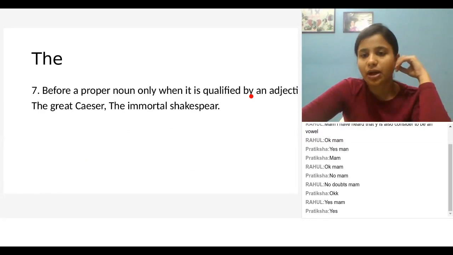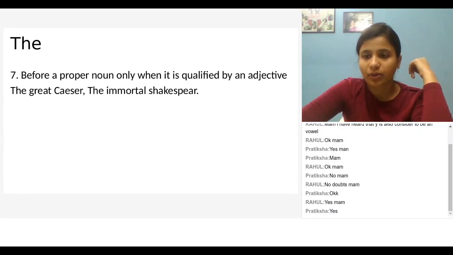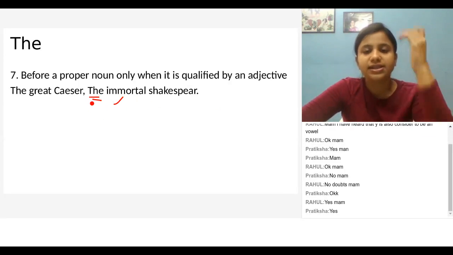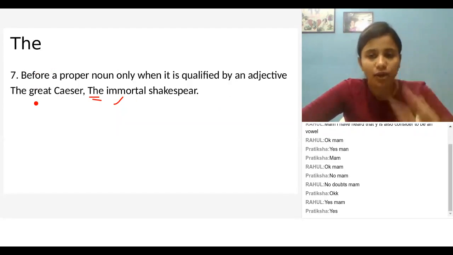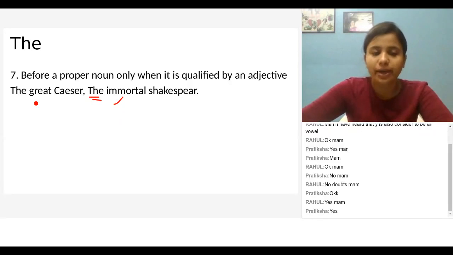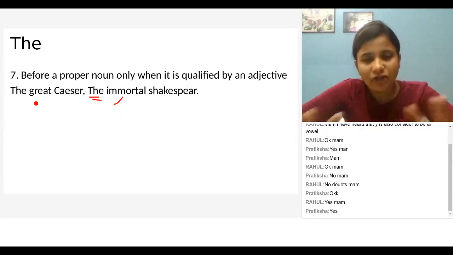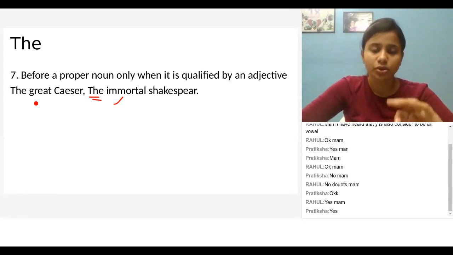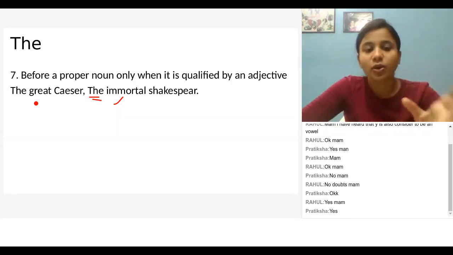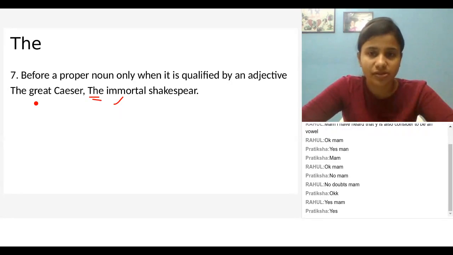Now, whenever a proper noun is qualified by an adjective means what? Whenever we put an adjective before a proper noun. Whenever we say the immortal Shakespeare, so you're giving an adjective here to Shakespeare, then you say the. See, these are all rules that you are well aware of, okay? When we speak, we talk like this, but I have just put it on paper, so you all might think that there are a lot of rules, but many of the rules you all know and you all use. But there are certain rules that we miss, so you all just have to pick up those rules that you do not know or knew before this, okay? The great Caesar.